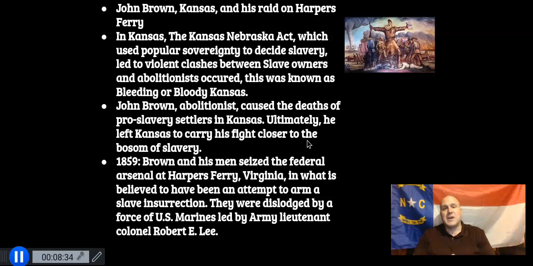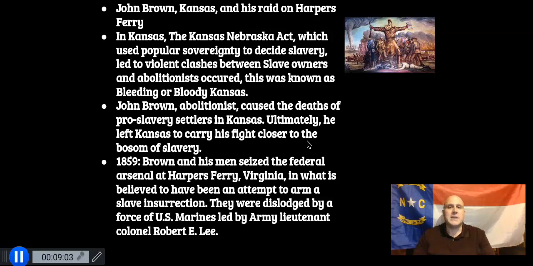You have the border ruffians come from Missouri. They attack Lawrence, Kansas. This is the sack of Lawrence. They burn down the Free State Hotel. They burn down a lot of buildings over there. John Brown hears about this from Massachusetts. He gets himself all the way out to Kansas, winds up killing five pro-slavery people in the Pottawatomie Creek Massacre. You remember him and his sons crack them on the head with broadswords and kill them.